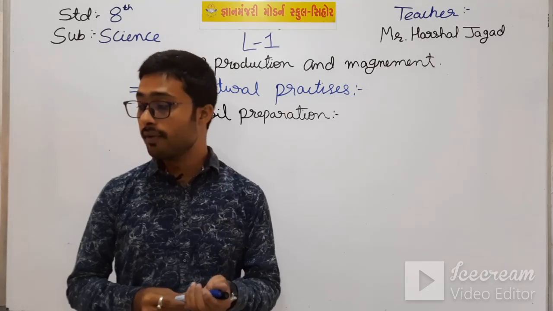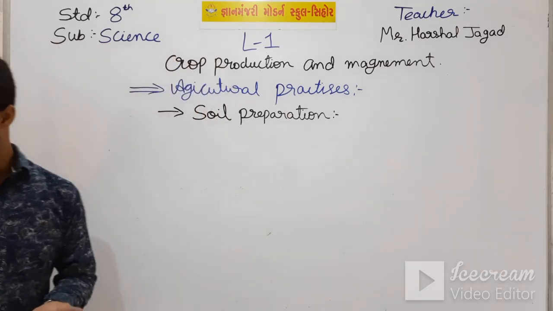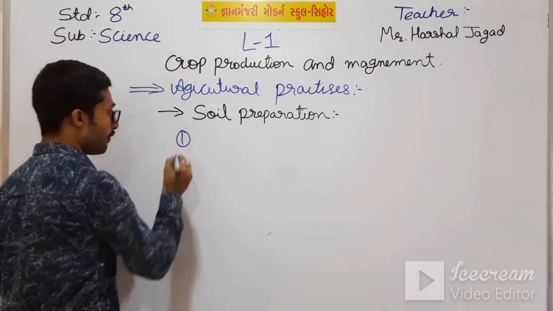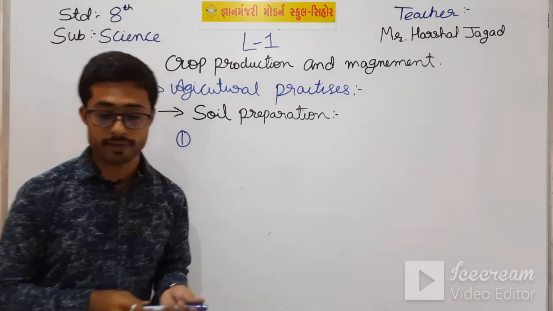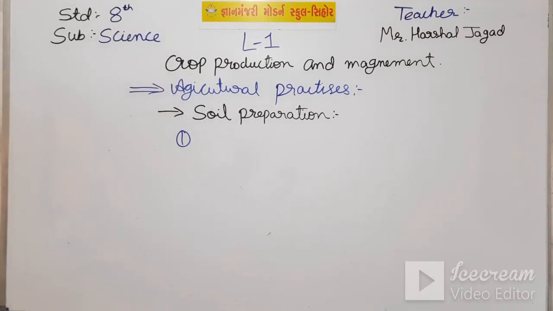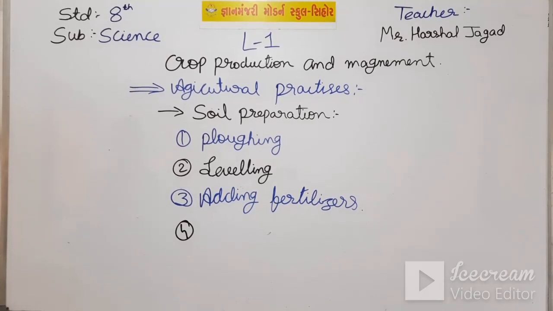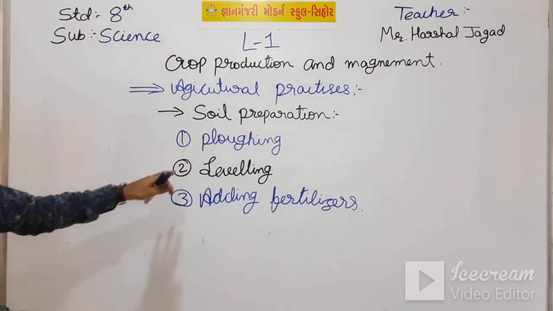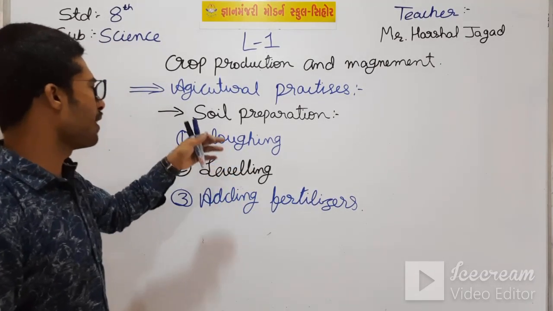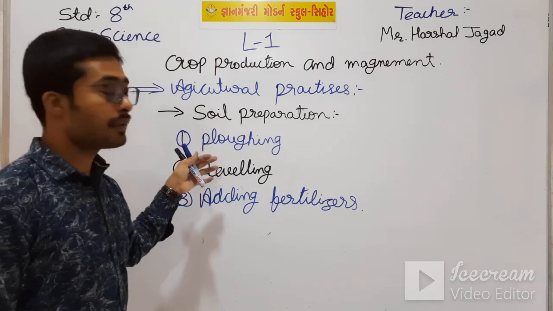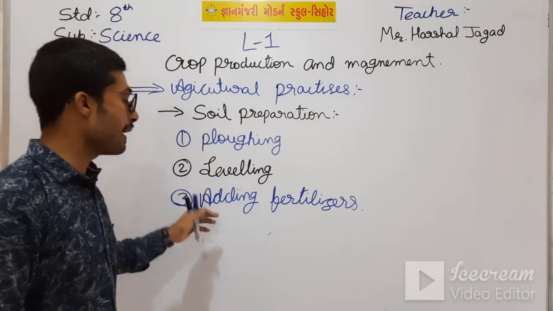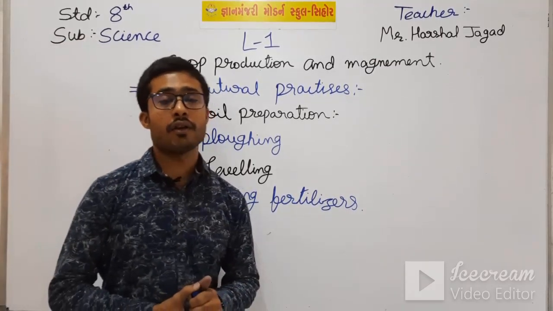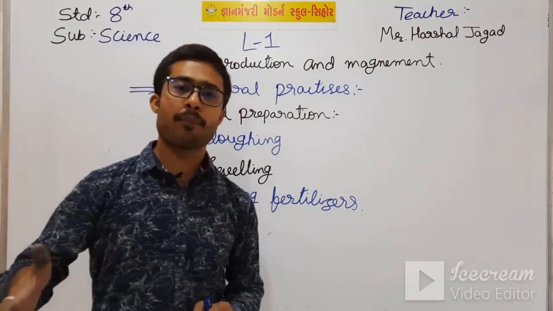So one by one we will see. First there is ploughing. Let me write first all the topics of it. So students, first we will see what is ploughing. In the soil preparation in your book, there are 3 types: ploughing, leveling and adding fertilizers. Okay students, in ploughing, first of all the soils are ploughed.